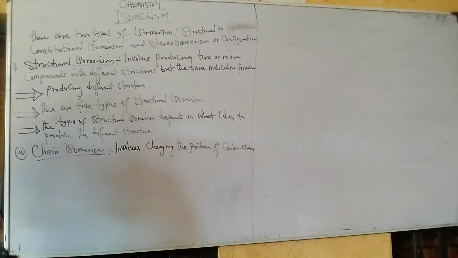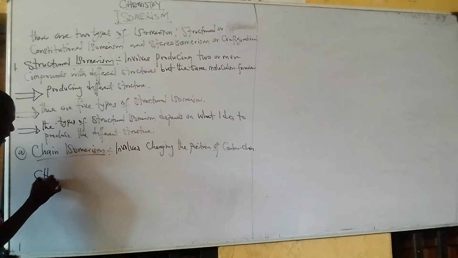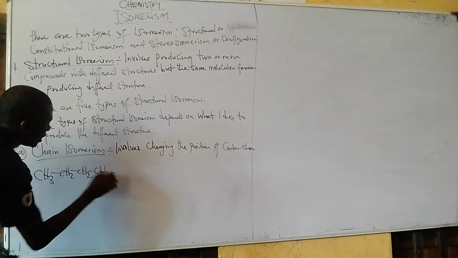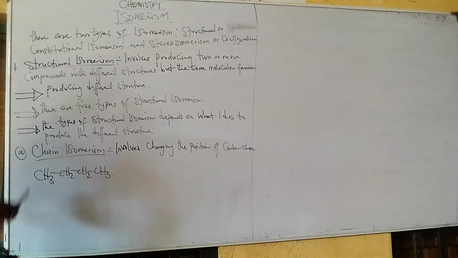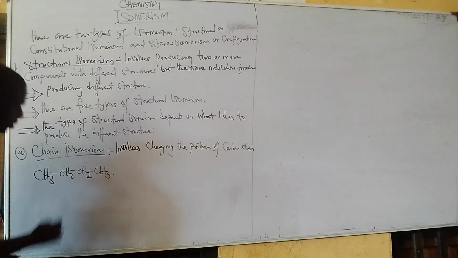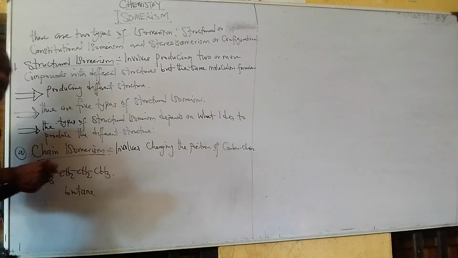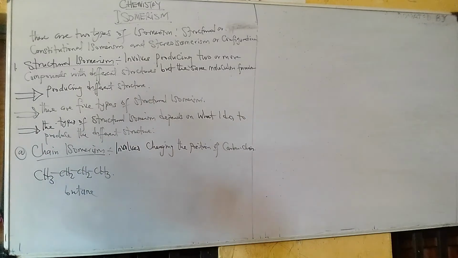Let us take an example. This is CH3, CH2, CH2, CH3. There are 4 carbon atoms here: 1, 2, 3, 4. Single bonds. This is butane.